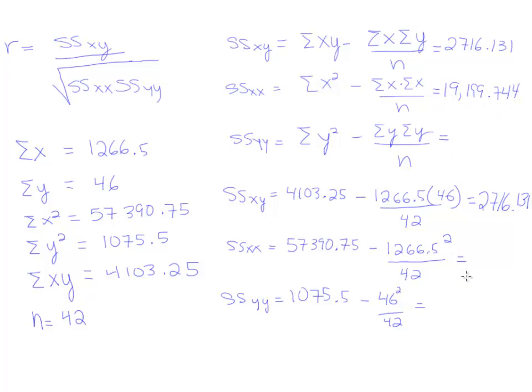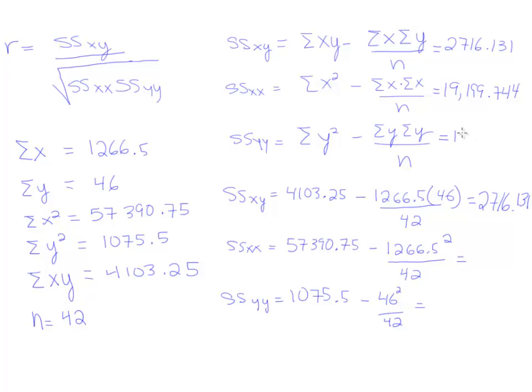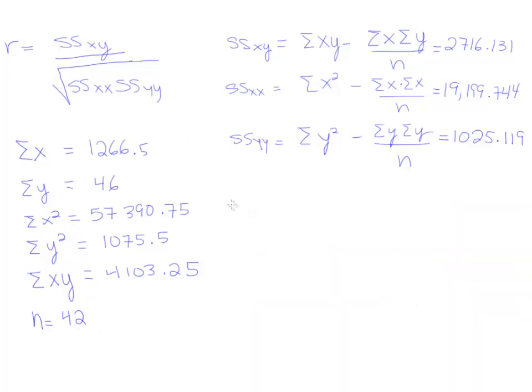Okay, so the last one, we'll clear out the old one, and let's go to work on that one. It's going to be 1,075.5, right? So remember we're doing this one here, minus 46 squared, or you can do 46 times 46 divided by 42. And you get 1,025.119. So the mixed term becomes 1025.119. Okay, so you have your three mixed terms, and you have your summary values here. Now it's time to plug all that information into r. Alright, so I've made some room here to work.